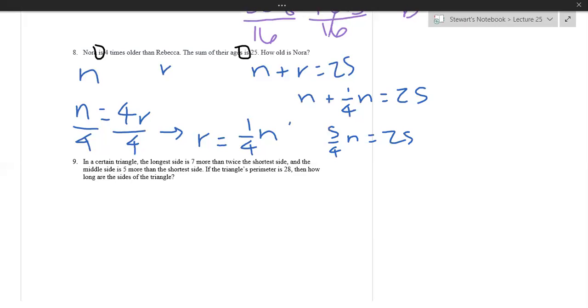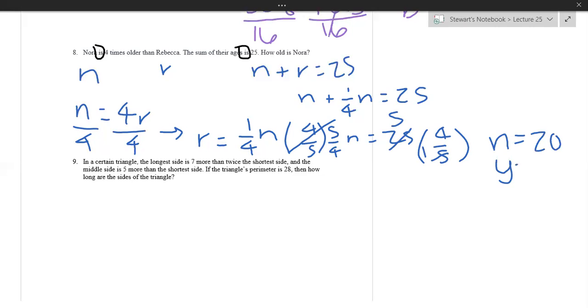And now to solve, we have to multiply by the reciprocal of this fraction. If we cross cancel, this becomes 1, this becomes 5, which would mean that N is equal to 5 times 4, so N is equal to 20 years. So that means that Nora is 20 years old, and that then Rebecca would be 5 years old.